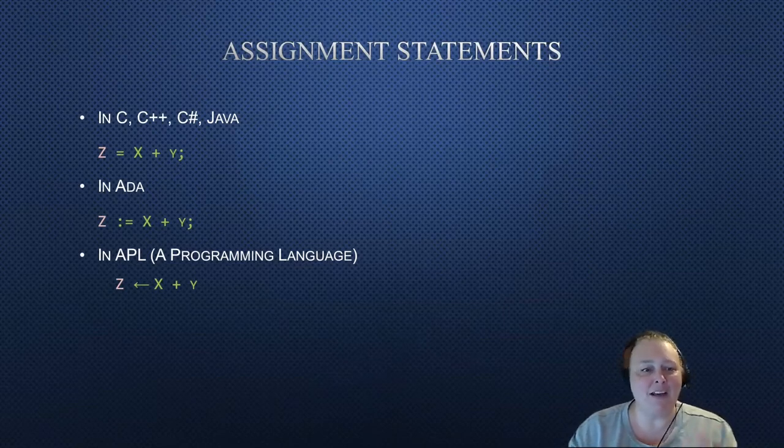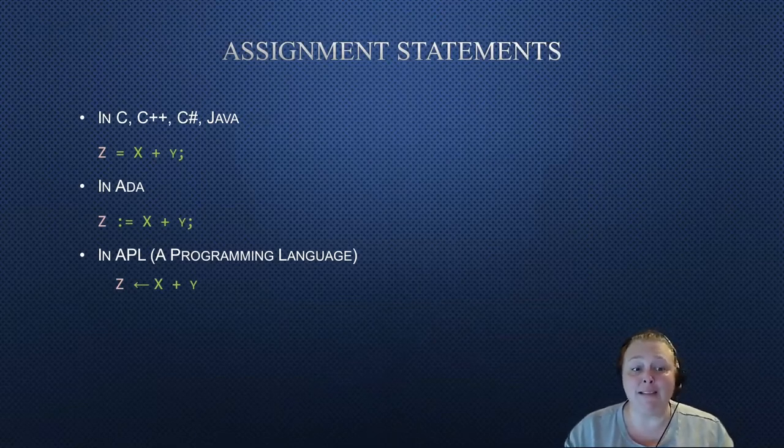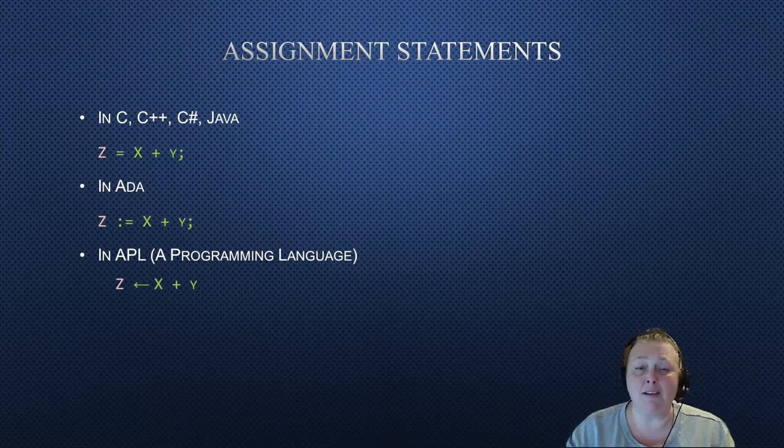So we're going to take a look at that first one in C, C++, C Sharp, Java. You're going to have Z equals something. Okay, that's going to be the assignment. In Python, we have the assignment statement of just a single equals as well. Here, the difference is there is a semicolon at the end. You can see in ADA, it actually has a colon equals for the assignment, and in APL, you've got the arrow. So all three of these are going to do exactly the same thing. It's just a different syntax.